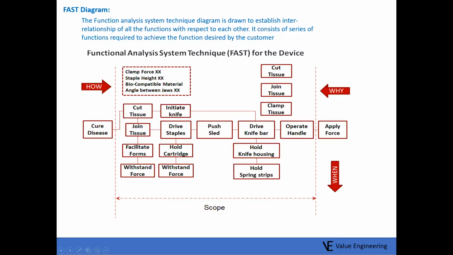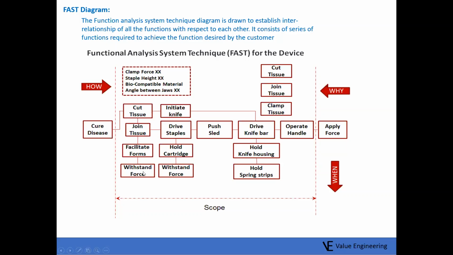These are all one-time functions: cut the tissue, join the tissue, clamp the tissue. This instrument is used only one time. After that, we need to throw it away once we use it. That's why this instrument can do these only once. Cut the tissue, join the tissue, and clamp the tissue. These are all one-time functions.